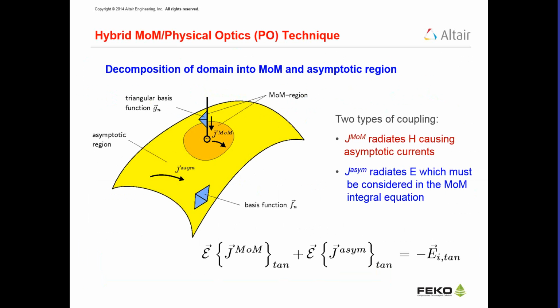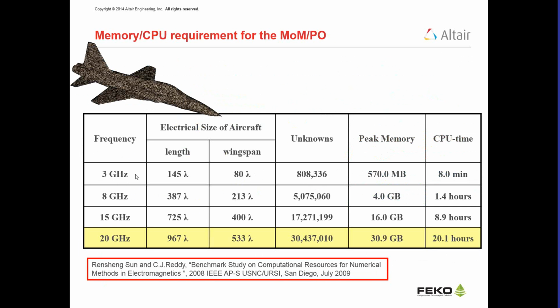So using physical optics, now let's look at 3 gigahertz, where we solved the problem with the MLFMM. With physical optics, it takes only 570 megabytes of memory and 8 minutes of CPU time, as opposed to, if you remember, 21 gigabytes of memory for MLFMM and 7 hours of CPU time. And now with this one, we can go all the way to 20 gigahertz with the same computer that we have, with 30 million triangles, 30 gigabytes of memory, and 20 hours of time.